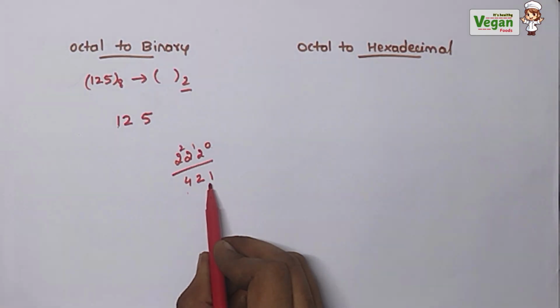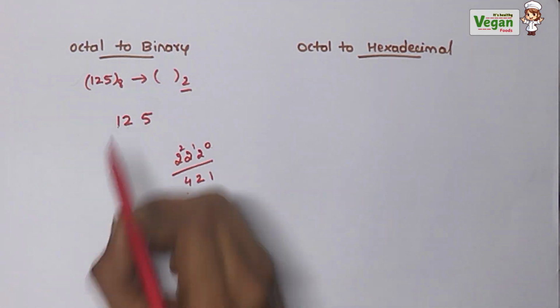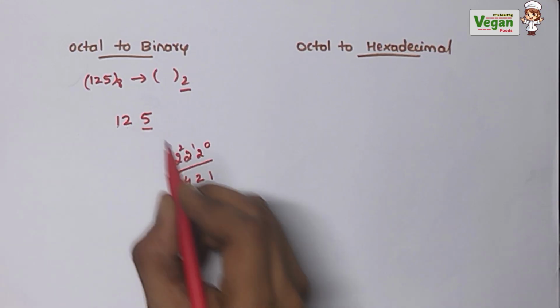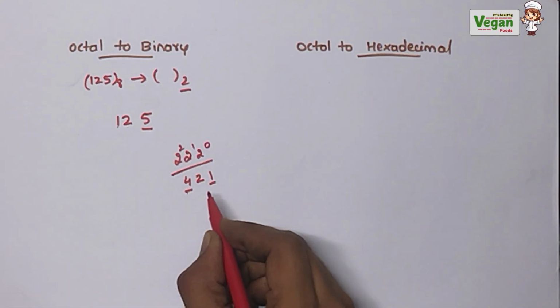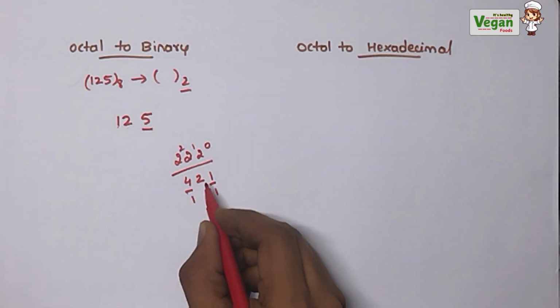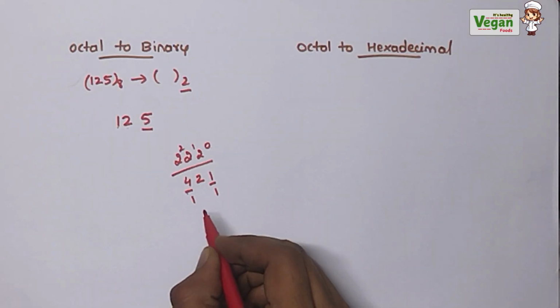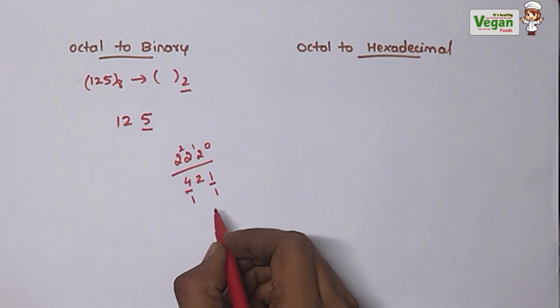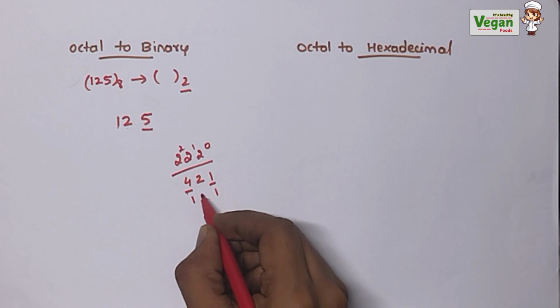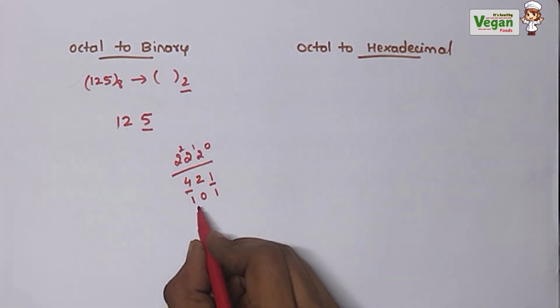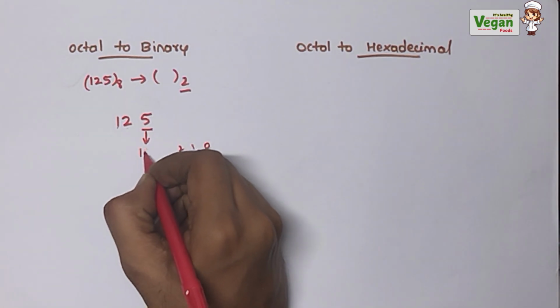Now, using 4, 2, 1, design 5. You need 5 now. So 4 plus 1 is 5, so I will put 1 for 4 and 1 for 1. I don't need 2, so I will put 0. Therefore 1 0 1.